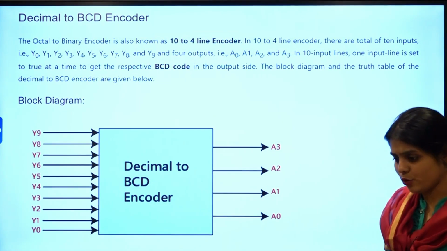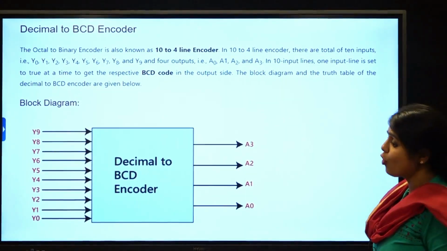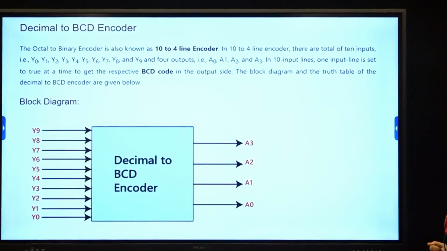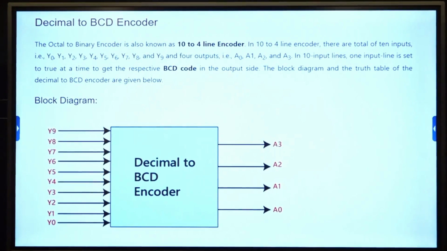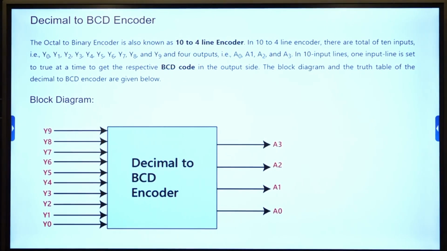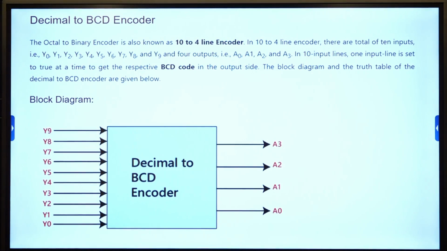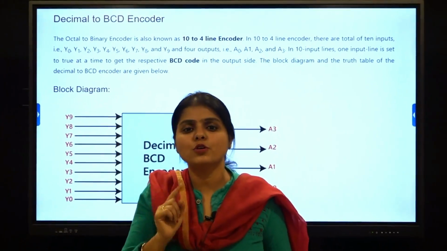When we talk about encoders, we will also talk about another encoder which is called the 10 to 4 line encoder, that is the decimal to BCD encoder, encoding decimal to BCD numbers. Here we have 10 inputs starting from Y0 to Y9, and we have 4 outputs starting from A0 to A3. In these 10 input lines, one of the input lines will be set. Always remember, for encoders, only one of the input lines should be set for the output to respond.